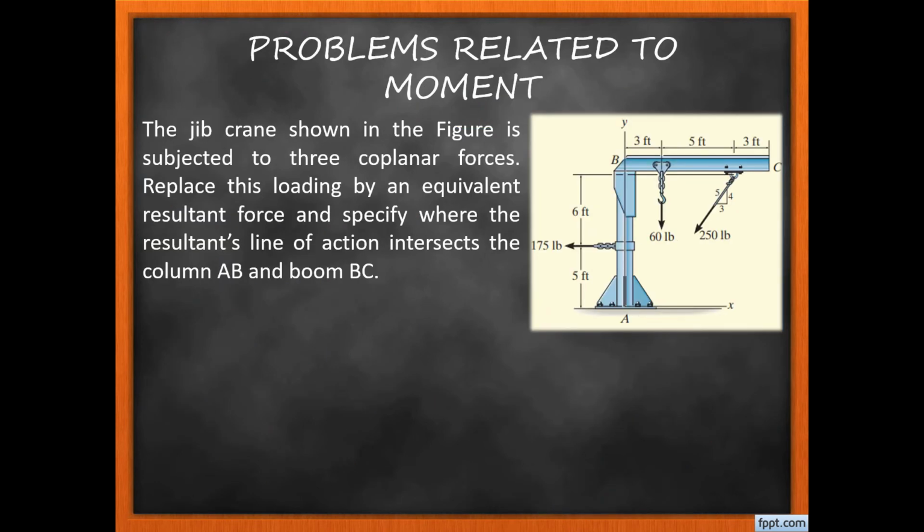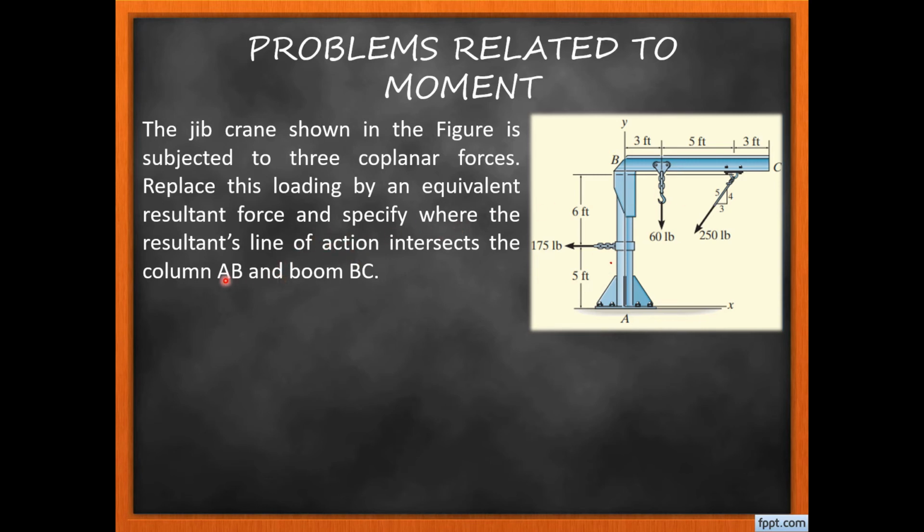Okay, so try naman natin i-solve ito. May mga pagkakataon kasi na may mga ganitong problem na pwede tayong ma-encounter regarding sa moment. So, sabi dyan, a jib crane shown in the figure is subjected to three coplanar forces. Replace this loading by an equivalent resultant force and specify where the resultant's line of action intersects the column AB and boom BC. So, kailangan natin i-locate daw yung ating resultant force, yung line of action niya, kung saan siya nag-a-act dito sa ating system. So, may clue na tayo dyan.